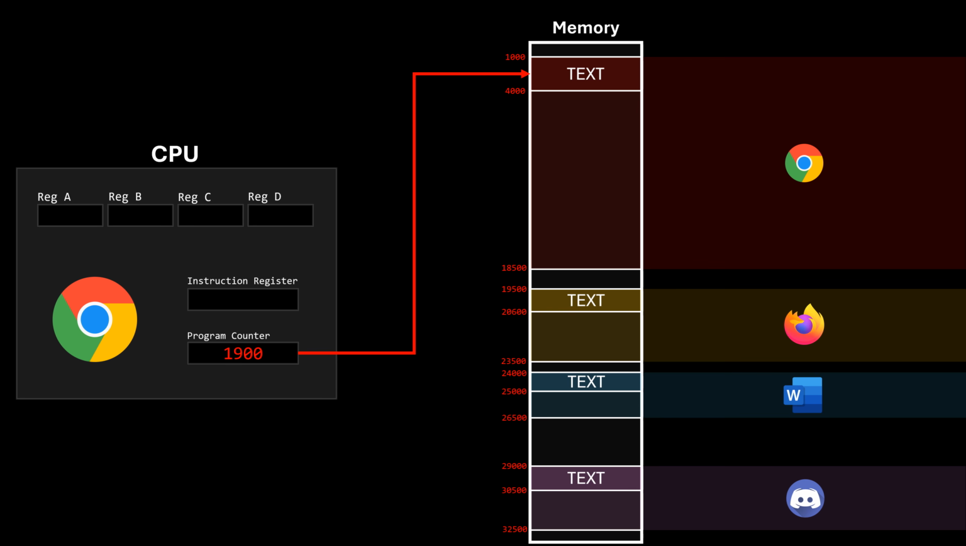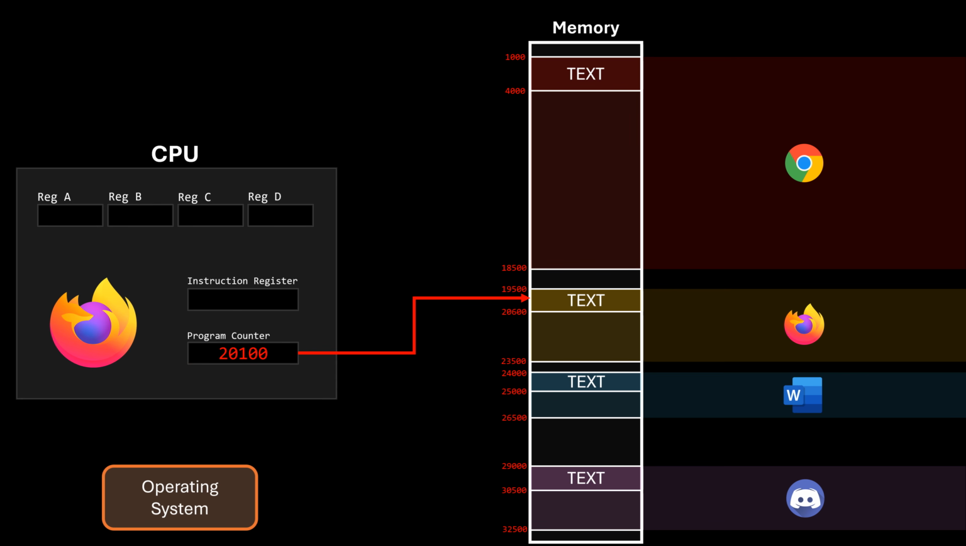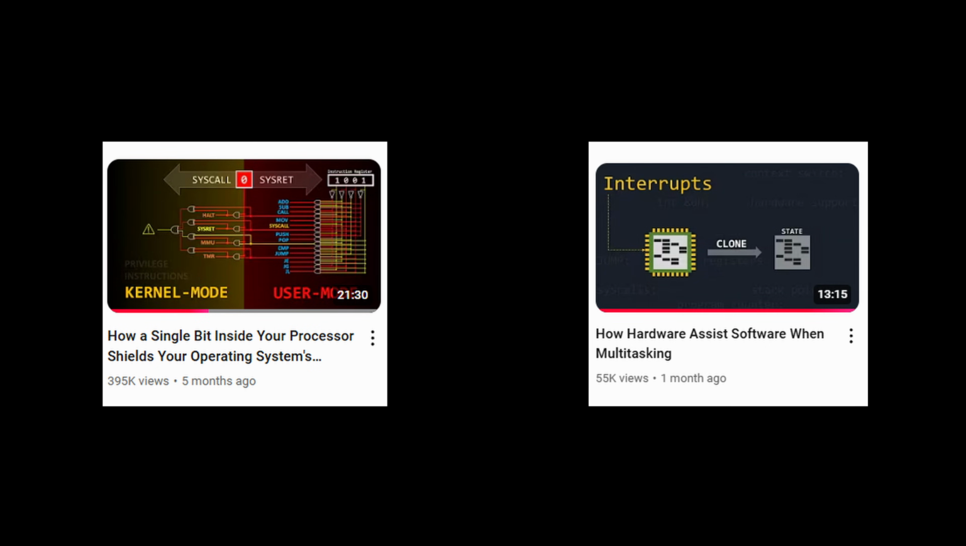When the CPU is reallocated to another process, the operating system modifies the address register so it points to the executable code of the new process. This involves a more complex operation called a context switch, which we've covered with more details in previous episodes.